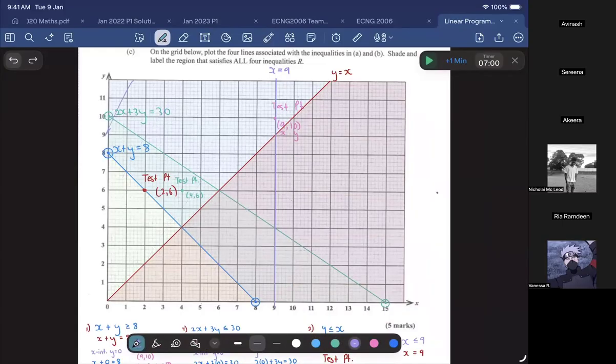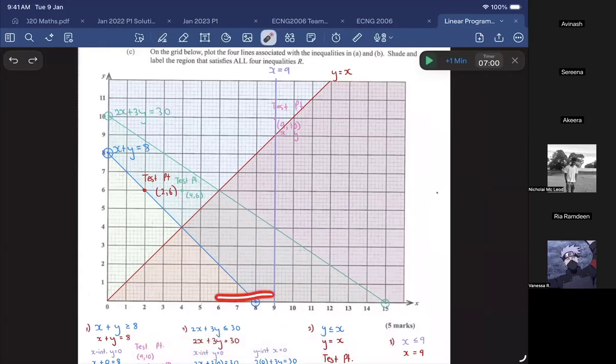And why are we doing that? Because if we shade over there, it's going to give us values that are less than 9. So 8, 7, 6, 5, 4, 3, 2, 1. Hope you all understand.